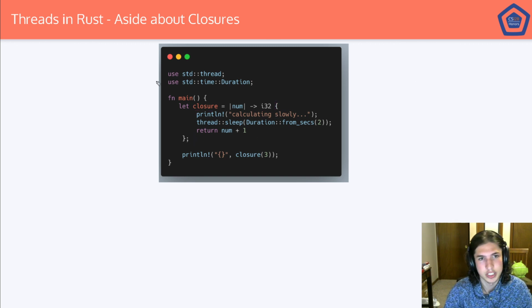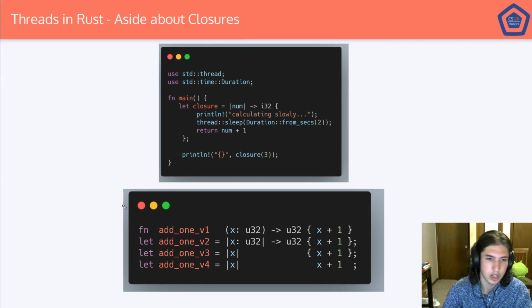Okay, so for this specific example, we create some closure and we pass the closure the num value, and the closure is going to return an i32. This is the code for the closure. It will print calculating slowly, it will wait 2 seconds, and then it will return num plus 1. So when we call println closure 3, 3 will get passed into num, it will wait 2 seconds, and then it will return 4, ideally. And in fact, this is what we see.